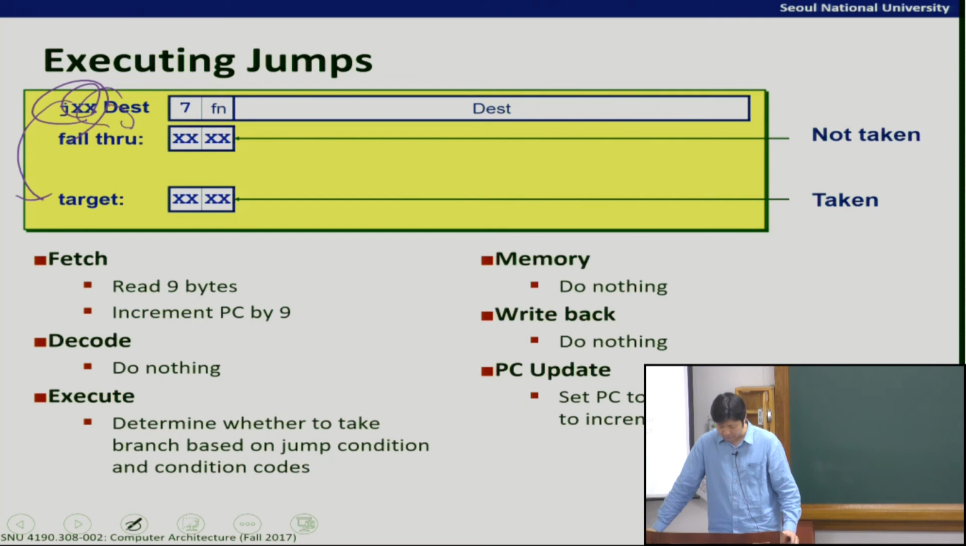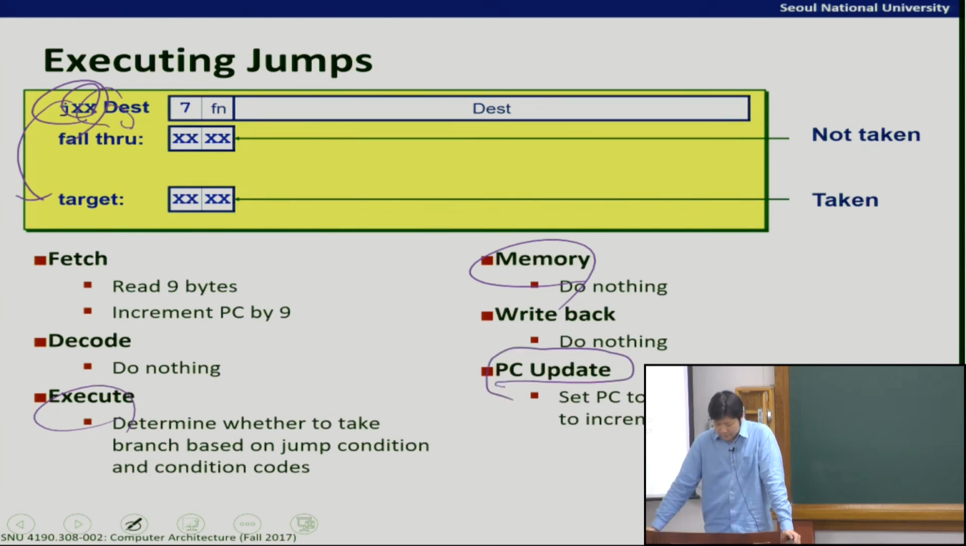Likewise, in jump instruction, if this condition is satisfied, then we jump to the target address. Otherwise, we simply fall through to the next instruction. So this is execute stage. We check the condition. In memory stage, we do nothing. In write back stage, we do nothing. And in PC update stage, we set the PC to the destination if branch is taken. Otherwise, just simply increment the PC if the condition is not satisfied. Okay.